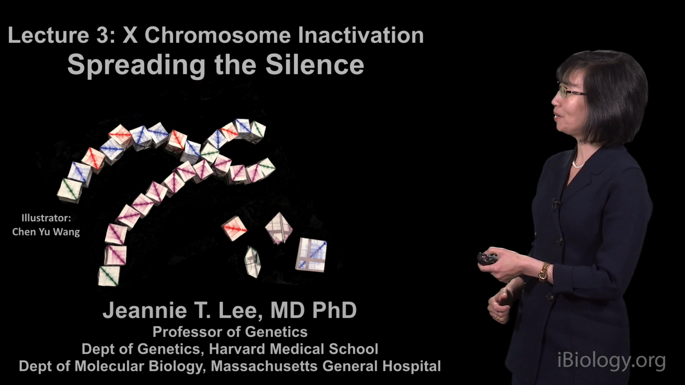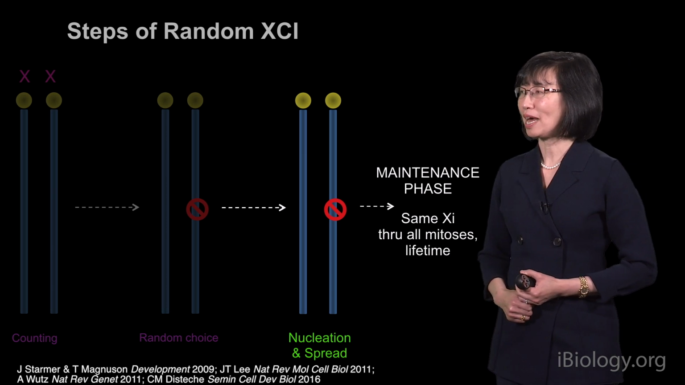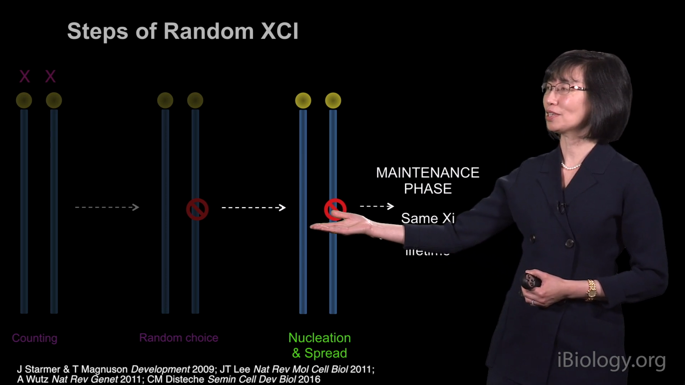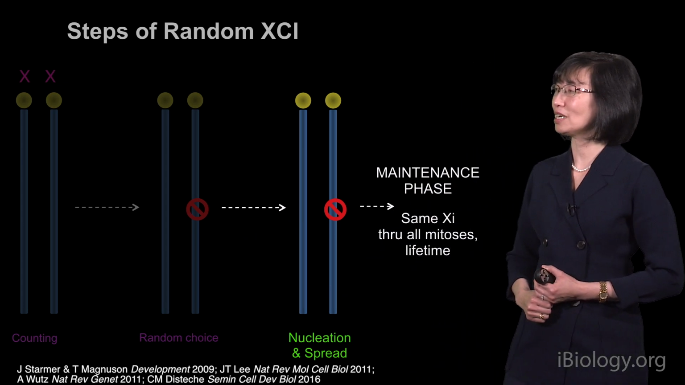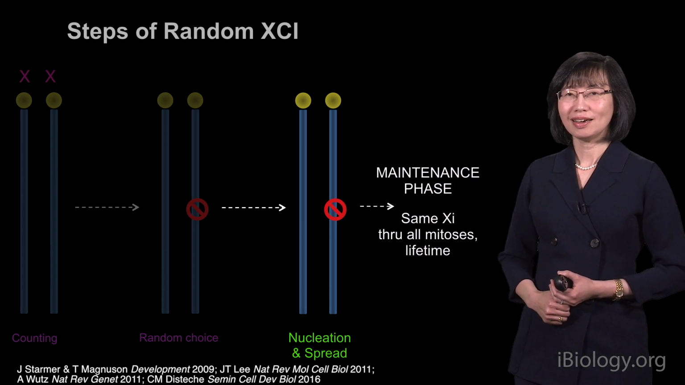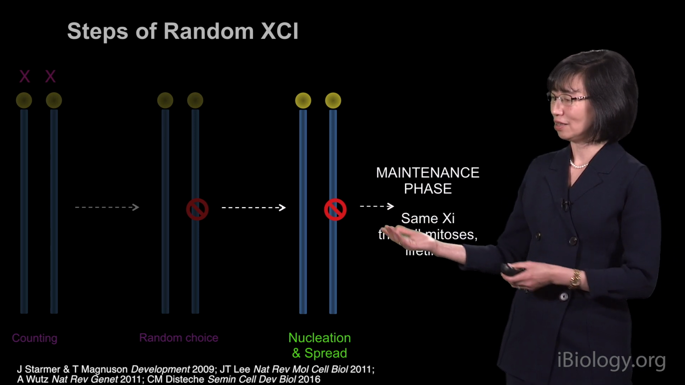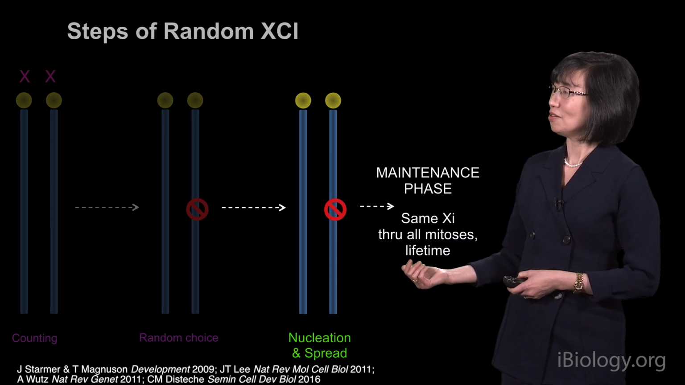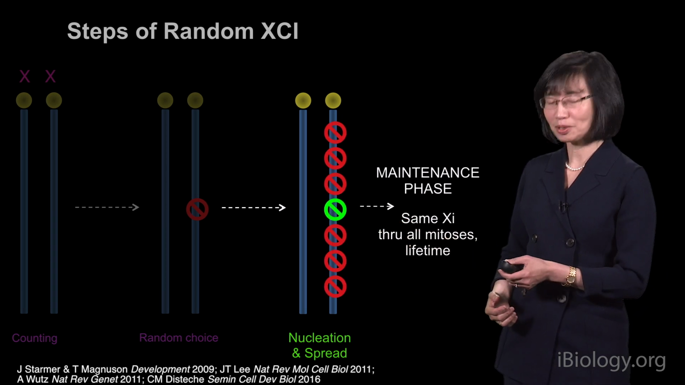All right, so we talked about the different steps of X chromosome inactivation. In Lecture 2, we covered in some detail the molecular mechanisms behind X chromosome counting and allelic choice. And what I'd like to do in this last lecture is to talk about the step of nucleation followed by the spreading of silencing across the rest of the X chromosome.